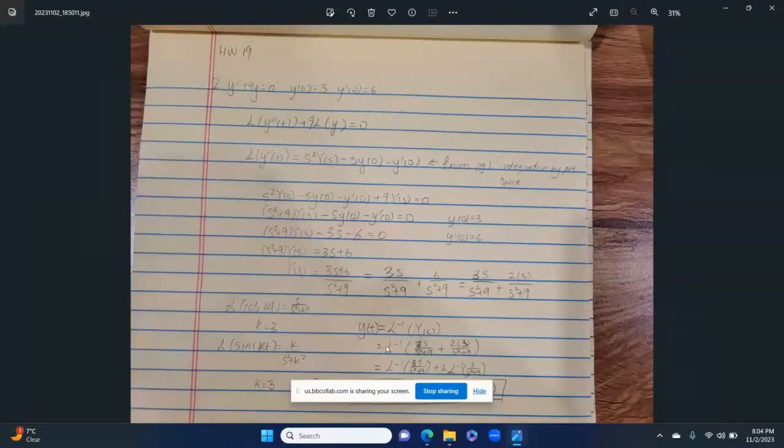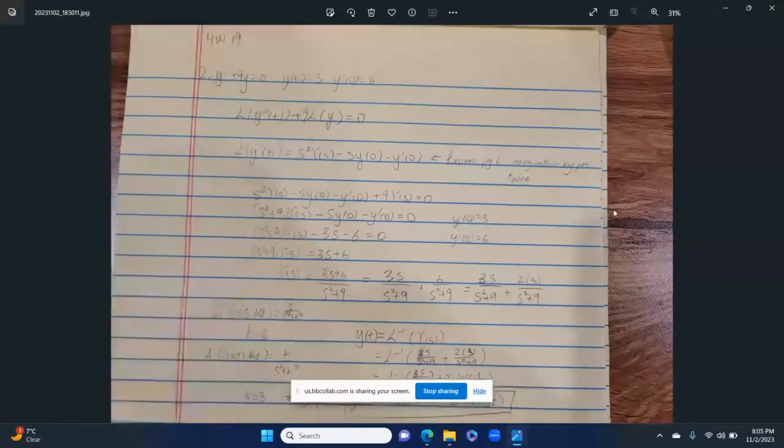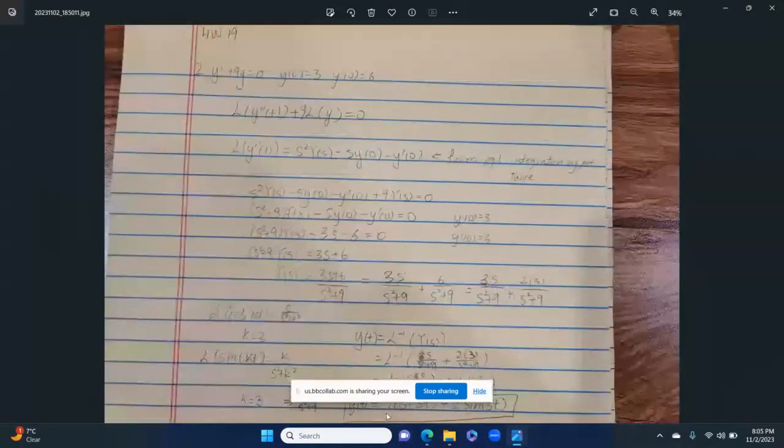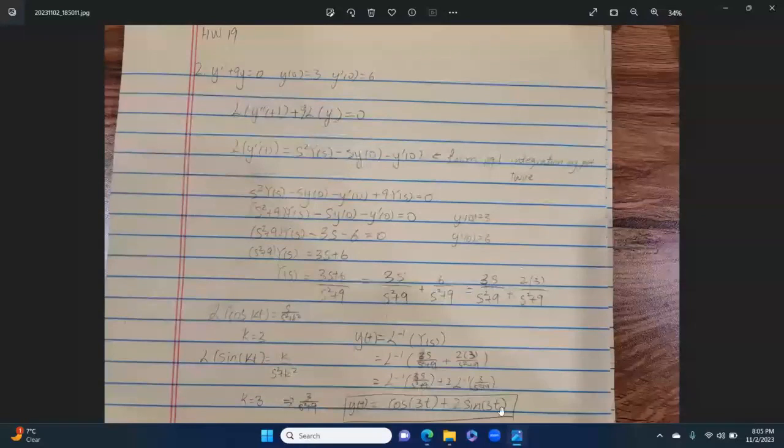So it will be equal to the inverse Laplace transformation of 3s over s squared plus 9 plus 2 times 3 over s squared plus 9. And then I can split them into 2. So it'll be the inverse Laplace transformation of 3s over s squared plus 9 plus 2 times the inverse Laplace transformation of 3 over s squared plus 9. As I mentioned before, on the left here, you can see the common Laplace transformation functions, and then plug those in. You get y of t is equal to cos 3t plus 2 times sine of 3t. And that's your answer.